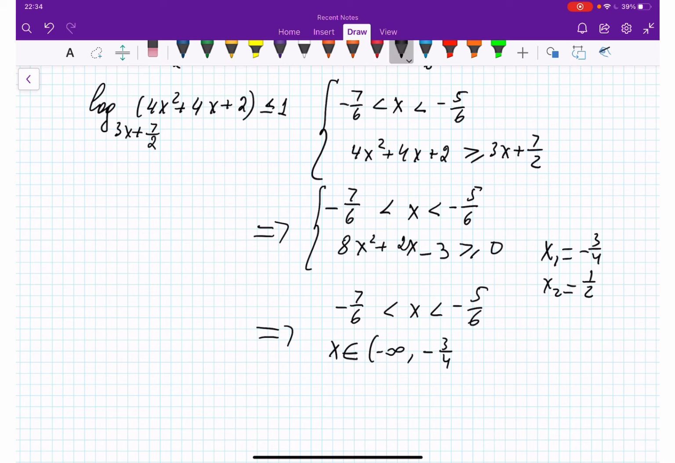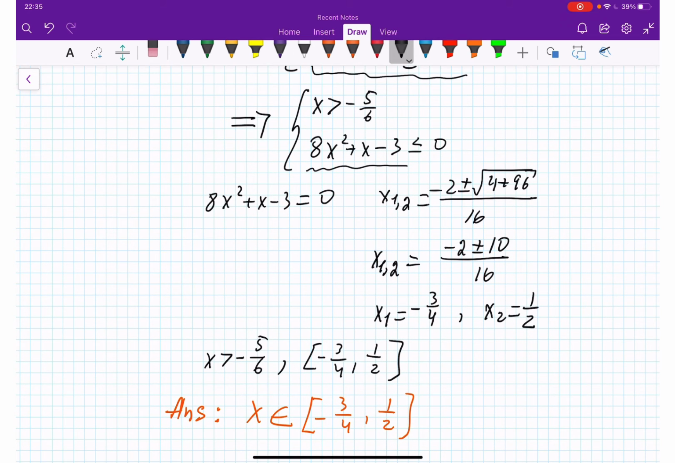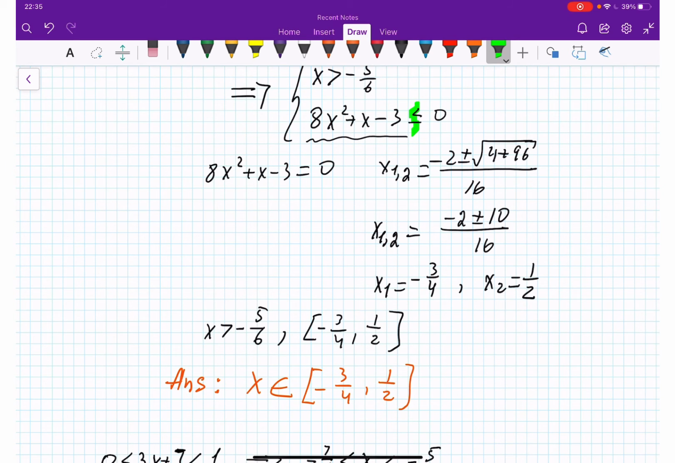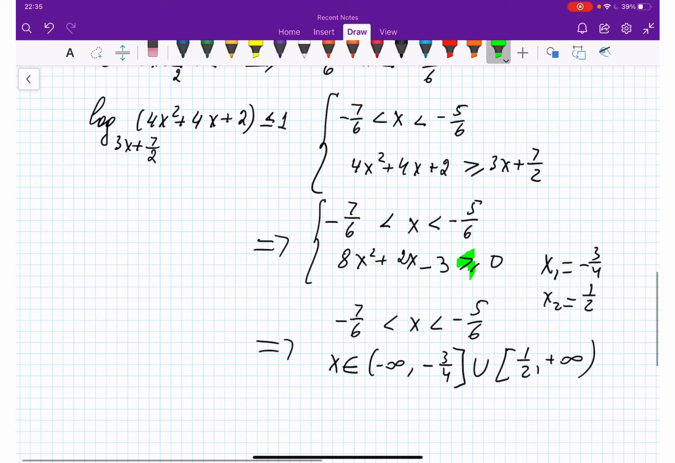negative 3/4 is included, or 1/2 and positive infinity. So practically when we have less than or equal, the answer is between negative 3/4 and 1/2. But when we have greater than, the answer is going to be in the opposite direction, less than negative 3/4 and greater than 1/2.